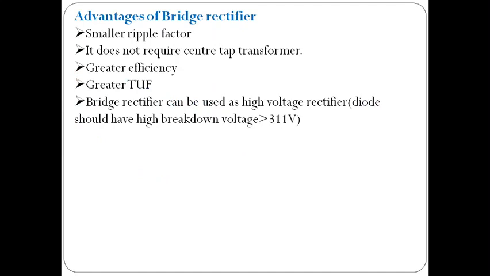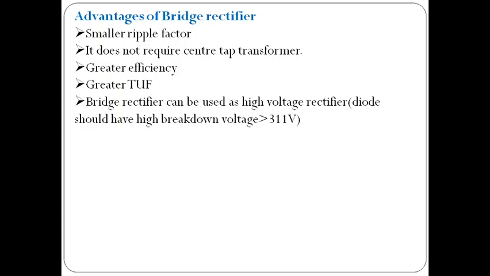Advantages of the bridge rectifier: it provides a very small ripple factor, nearly 0.48, similar to our center tapped rectifier, and it does not require a center tapped transformer. This is the main advantage, because the center tapped transformer used in the center tapped full wave rectifier increases the cost of the rectifier. Now we are not using it, so the cost of the rectifier is less, and it provides greater efficiency.